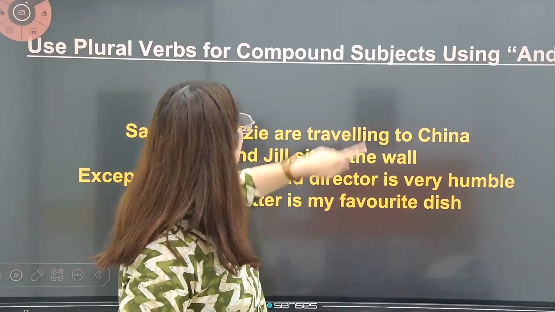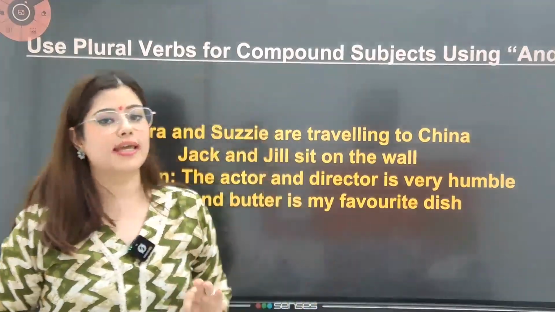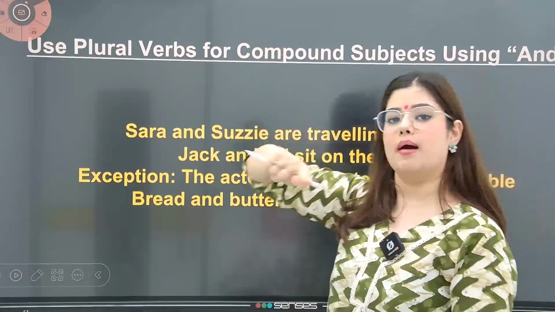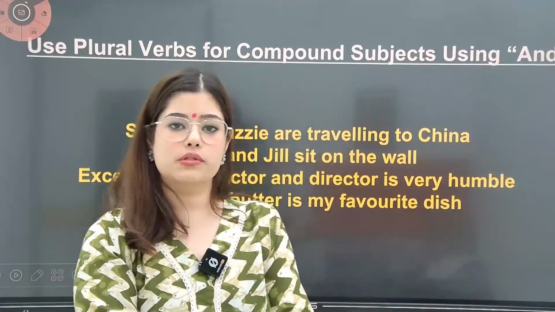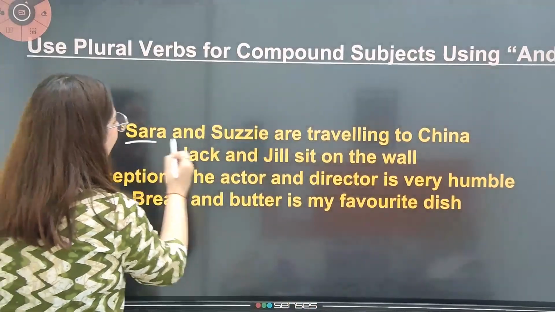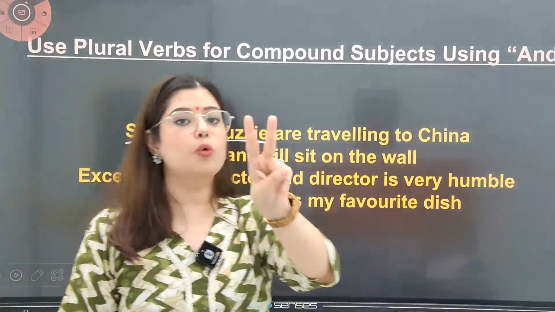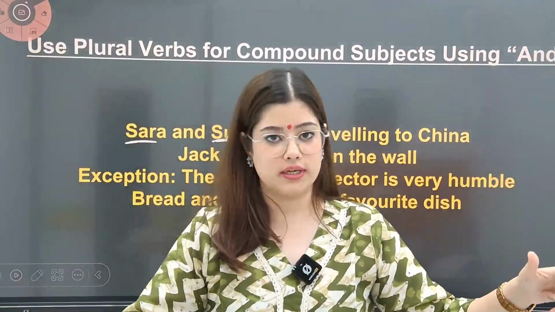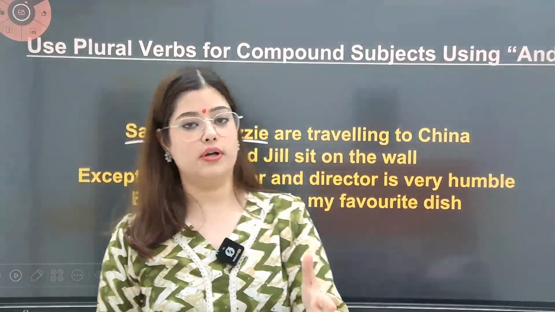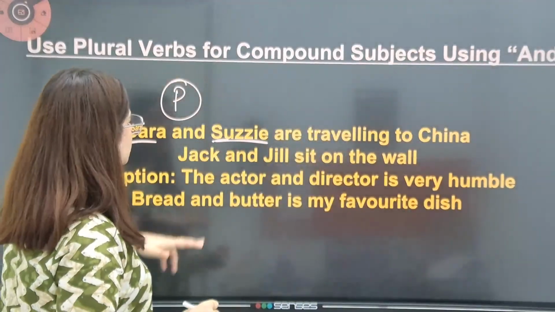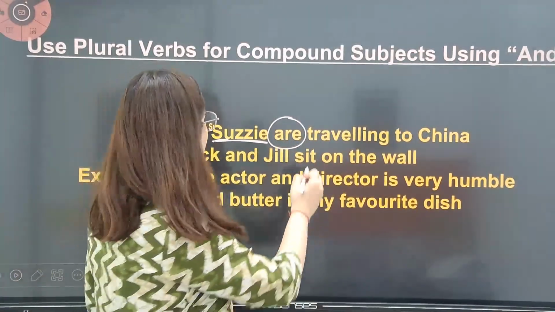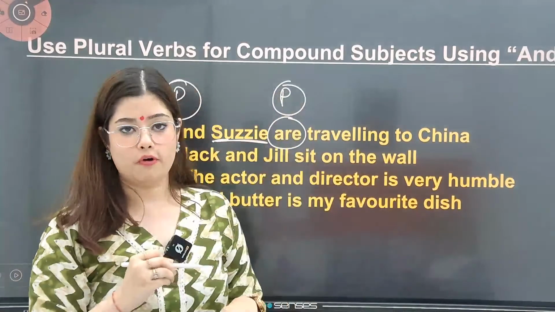Use plural verbs for compound subjects using and. Simple. The moment our count becomes more than one, we are going to use a plural verb. Plural subject, plural verb. Sarah and Susie. Now we are talking about two people here. Sarah and Susie. Right? So now our subject becomes plural in nature. Sarah and Susie are traveling to China. Plural subject, plural verb form.